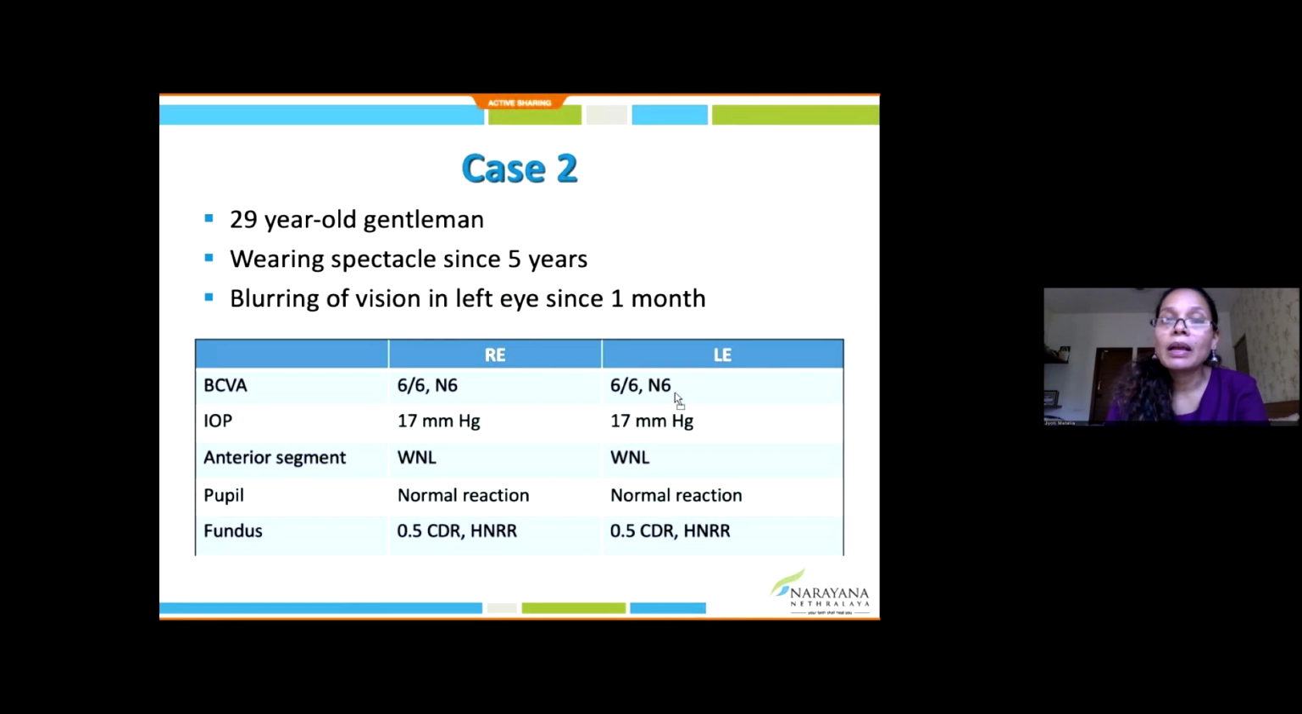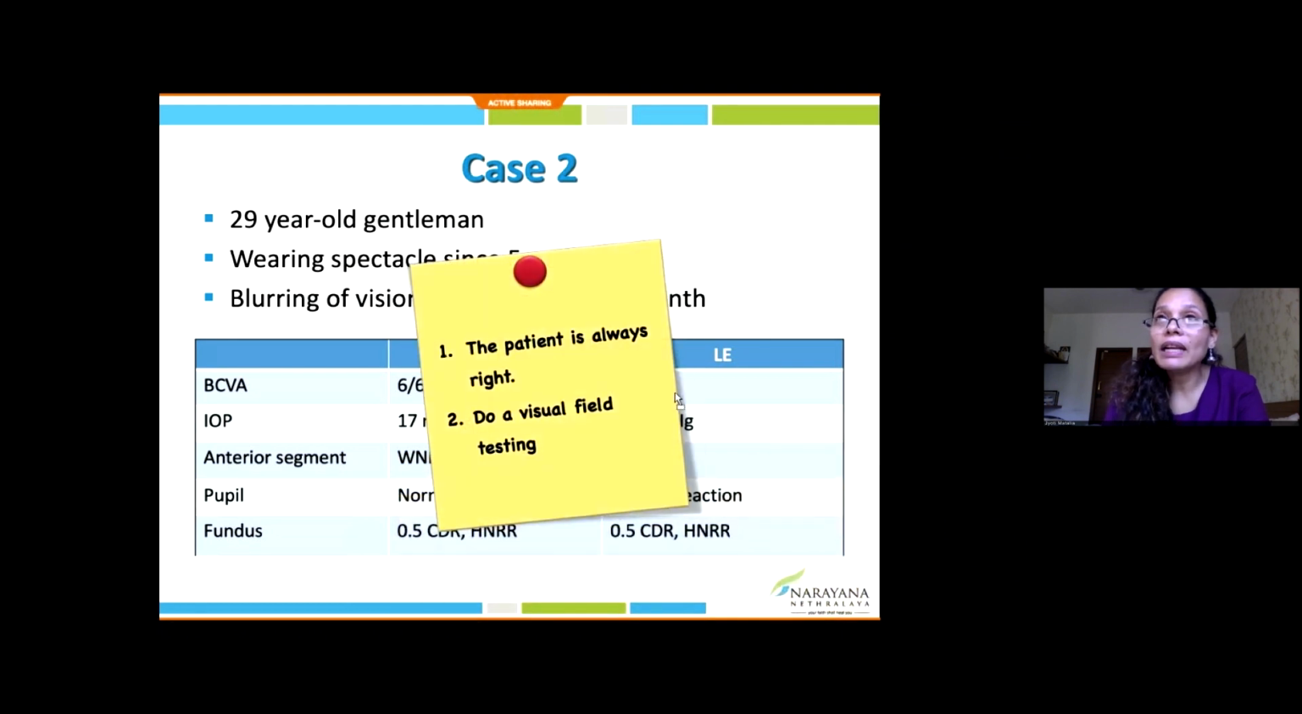So where's the problem? There's something that we should remember here. The patient is always right. And whenever we are not able to explain, before advising major tests, just do a simple visual field testing. And that's very important. So let's go back and see what we found in this.